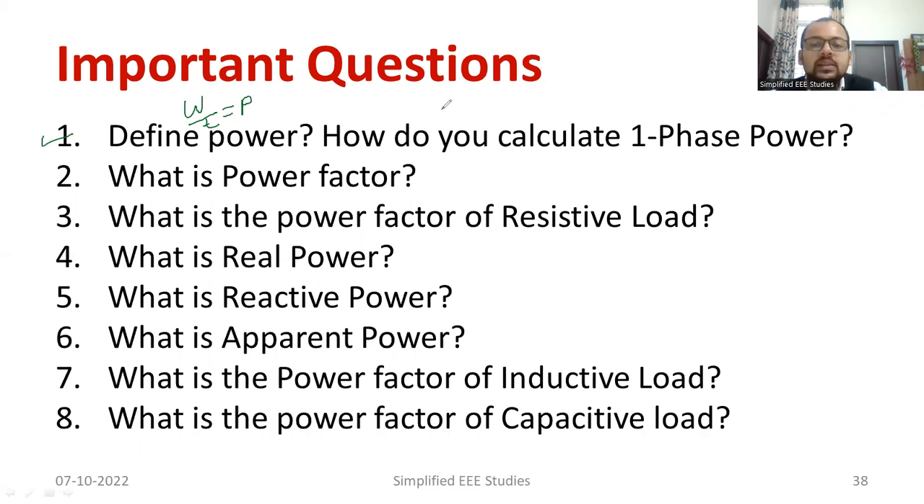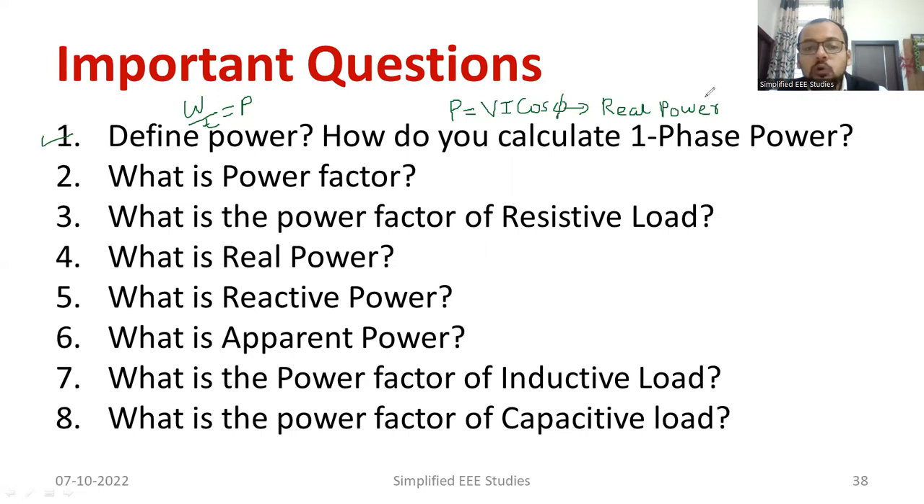How do you calculate single phase power? You can use the general mathematical formula: power is equal to VI cos phi. It is a general formula to calculate power. If they specifically ask, you can say that this type of power is known as real power, or active power. That point you have to remember.